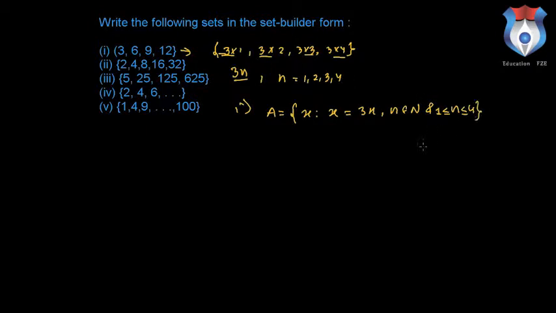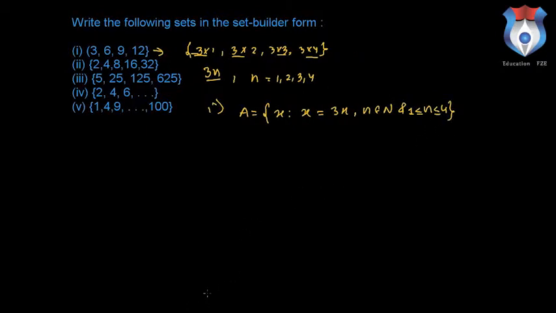Alright, so this is the way to represent a given set in set builder form. Here, x such that x equals 3n, where n belongs to the natural numbers, and n is greater than or equal to 1, meaning you need to include 1 also, and less than or equal to 4. So all the natural numbers from 1 to 4: 1, 2, 3, 4.